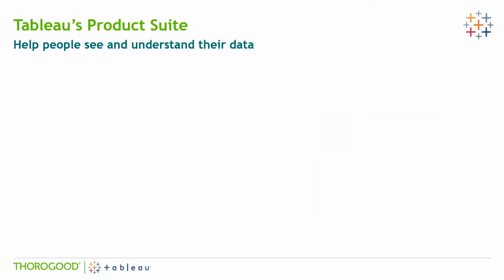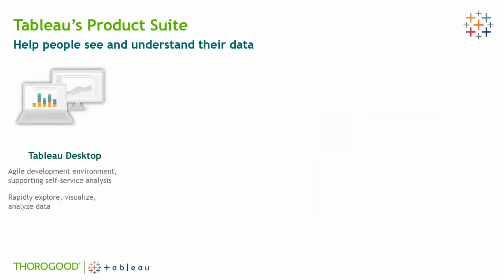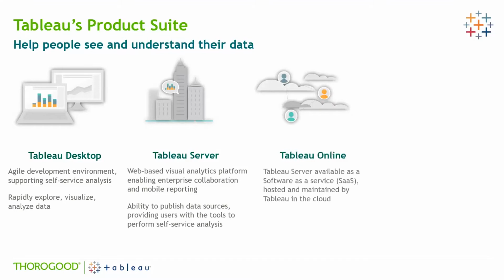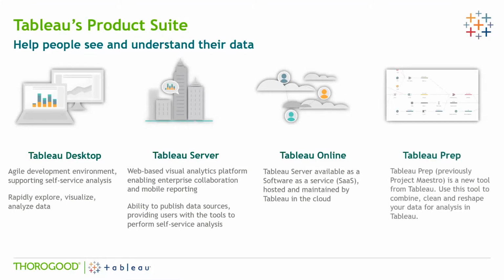So at a high level, Tableau's product suite can be broken down into Tableau Desktop, which is a version of Tableau that sits on your local machine and enables you to quickly create visualizations to get insights from your data. Then we have Tableau Server, which is a web-based platform that allows for user collaboration and sharing of data. And then we also have Tableau Online, which is a software as a service version of Tableau Server that is maintained and hosted by Tableau in the cloud. And finally, you have Tableau Prep, which was the latest addition to the stack. And this is a data manipulation tool that enables you to do quick and easy data transformations just by dragging and dropping icons into a flow.